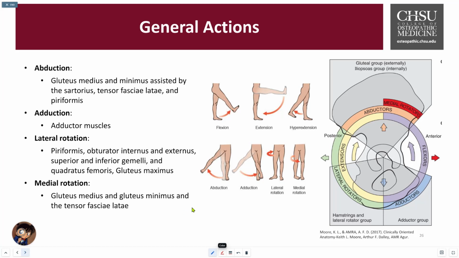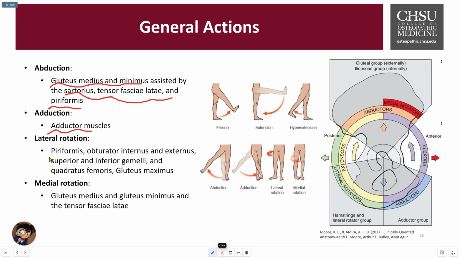Be familiar with some of the key actions and what muscles do that. So for the lower leg, the abduction muscles are going to be your gluteus medius and minimus, assisted by the sartorius, TFL, tensor fasciae latae, and piriformis. Adduction will be your adductor muscles, so adductor magnus, longus, and brevis.